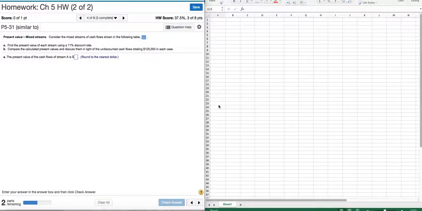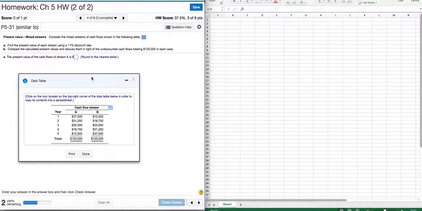Problem 5-31, and we are doing some more present value calculations of mixed streams. So we've got a table here of data. It looks like we have two mixed streams, A and B, and they have 5 years of cash flows that each total $125,000. Really the point of the question is to show you how much more beneficial it is to receive larger cash flows in the beginning years so that they have more time to accumulate interest. That will be demonstrated in part B.